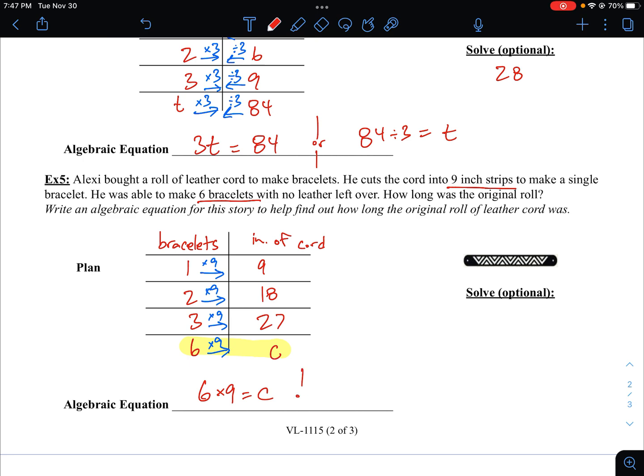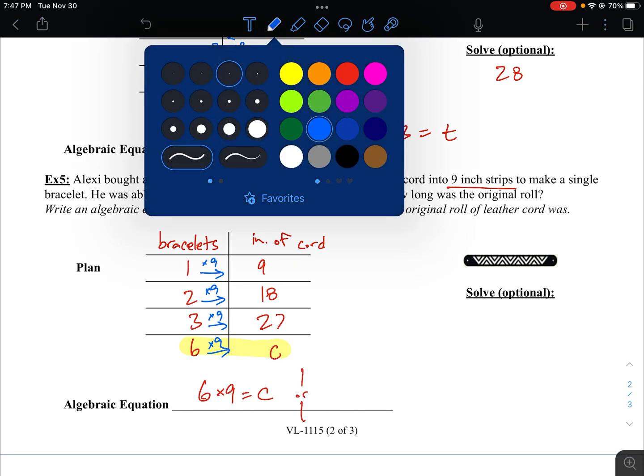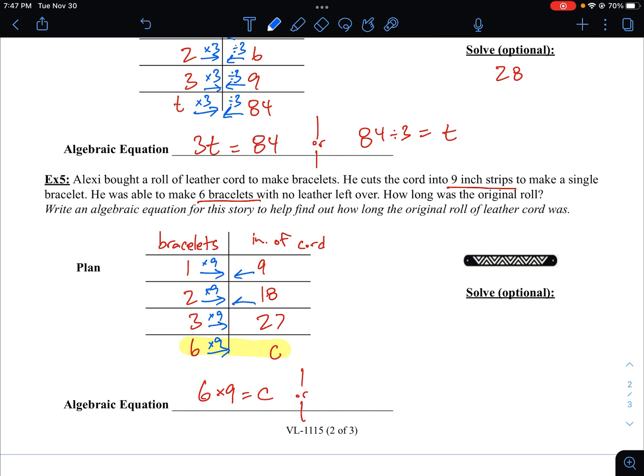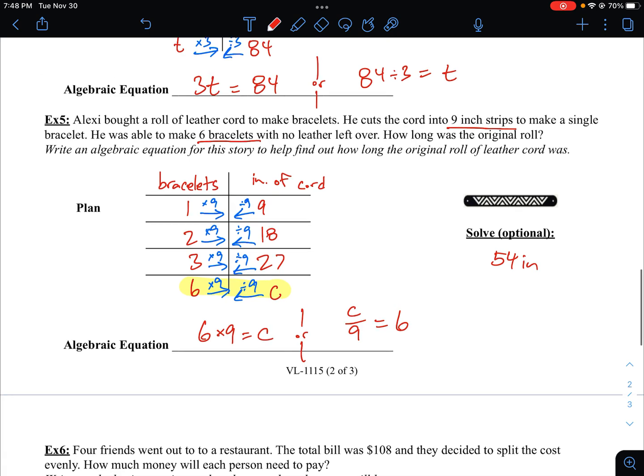Or, if you want to write the equation the other way, how do I get from 9 to 1, or 18 to 2, or 27 to 3, or C to 6? Divide by 9 every time, right? So C divided by 9 is going to get you 6. So, how long was the original cord? It was 54 inches. Again, not important for right now.